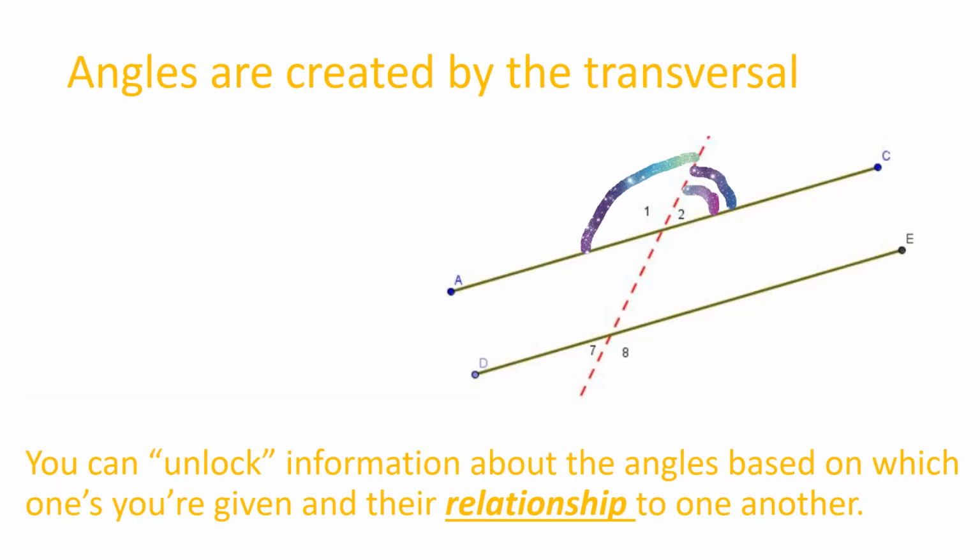So there are angles that are created by the transversal. So see this angle 1. It's talking from here all the way to here is some degree. Now, just to review, is that acute or obtuse? Obtuse, because it's bigger than 90 degrees. If it were 90, this transversal would just go straight up, but it's not. And then angle 2 is acute, and you can unlock information about the angles based on which ones that you're given and then their relationship to one another.